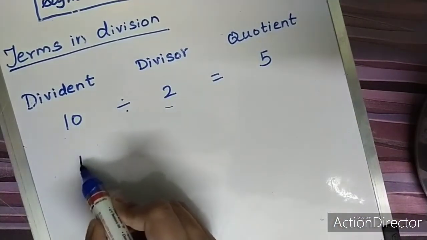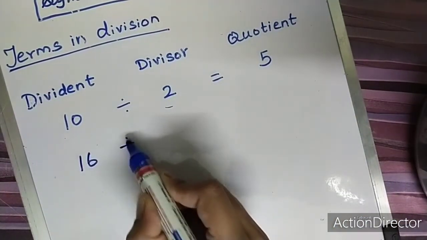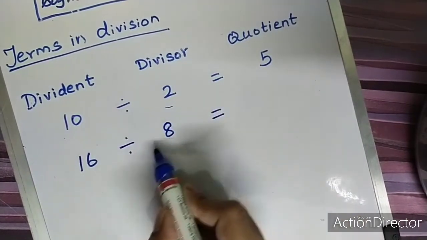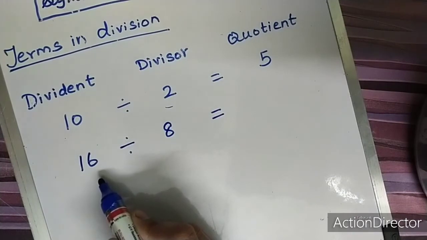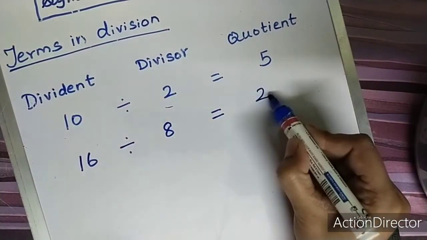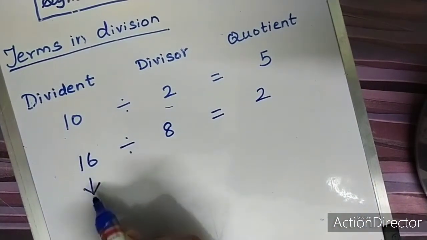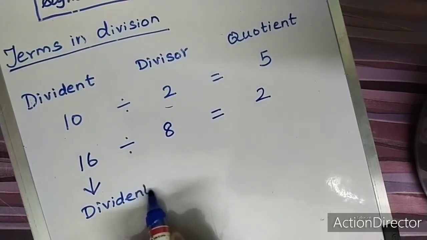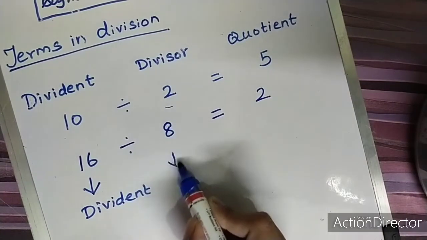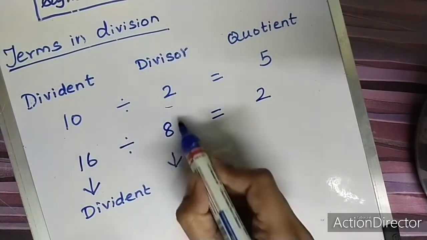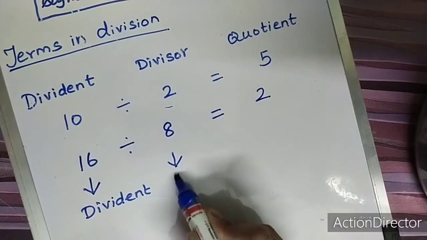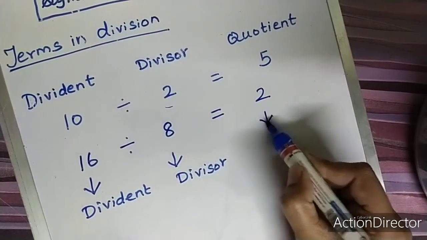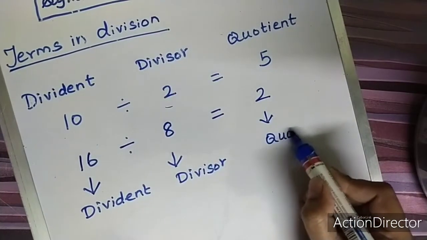Okay, one more example. 16 divided by 8. 8 table, 16 how many times? 8 ones are 8, 8 twos are 16. Right, here 16 is the dividend, and we are dividing it by 8. So this is the divisor, and the answer we get is called the quotient.